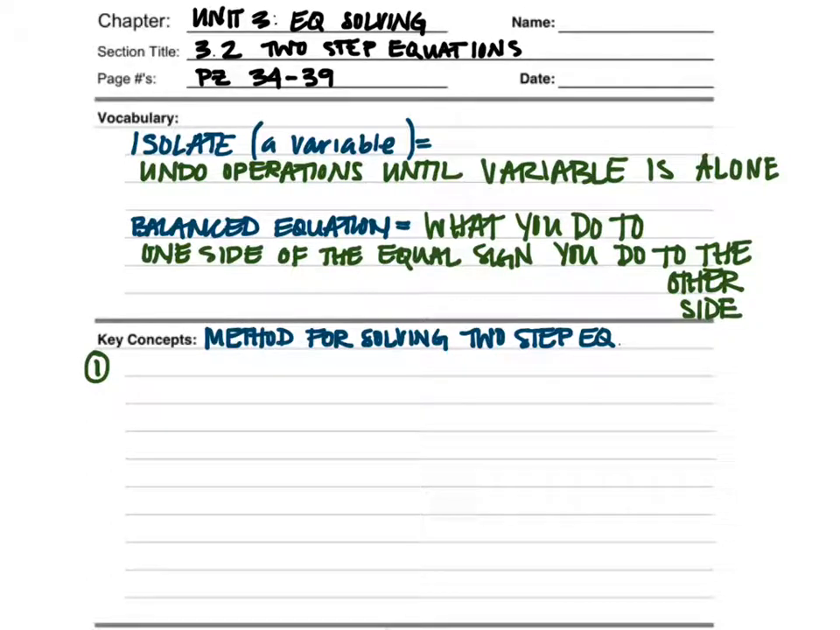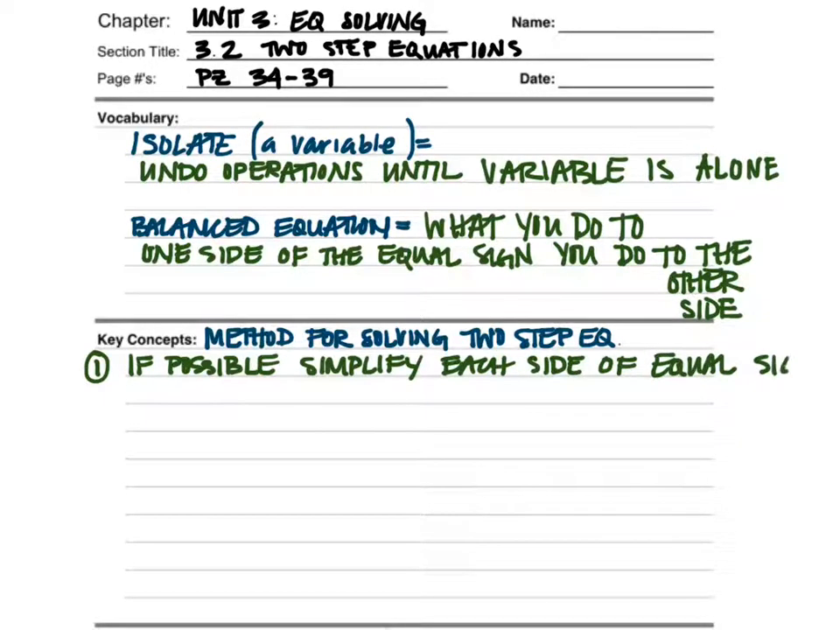So the first thing we want to take a look at is, if possible, we want to simplify each side of the equation. So if we have any like terms that we want to combine, we want to go ahead and do that. If we have any subtraction, we want to change it to adding the opposite. I promise that will really help us out.